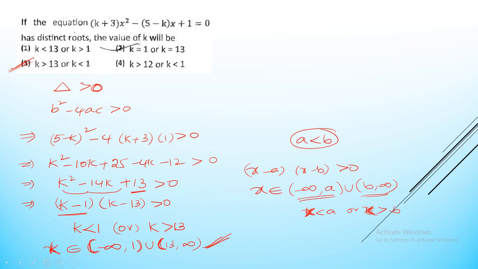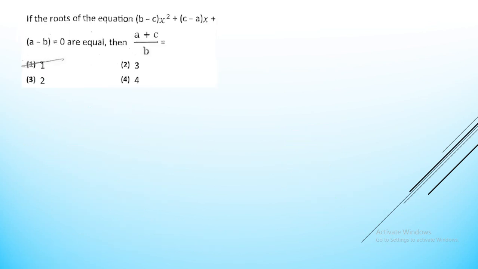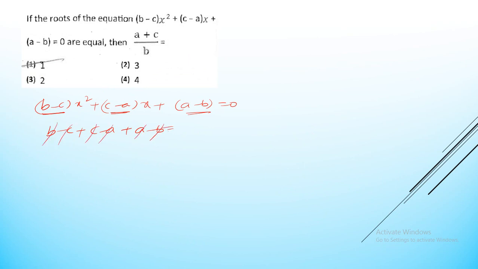Next, moving on to one more question. If the roots of the given equation are equal, then a plus c by b. So simply if you observe, (b minus c) into x square plus (c minus a) into x plus (a minus b) is equal to 0. If you observe, these all things are in symmetrical order, right? So if you add all these coefficients, b minus c plus c minus a plus a minus b, this will be equal to 0.